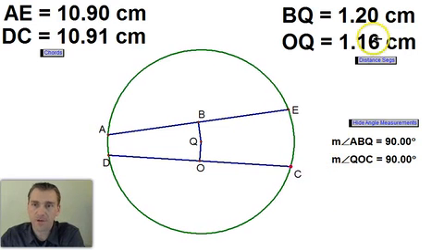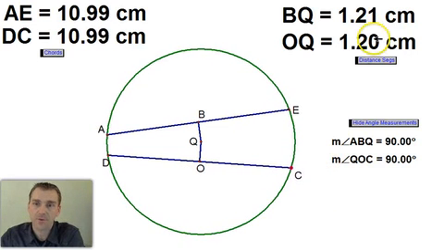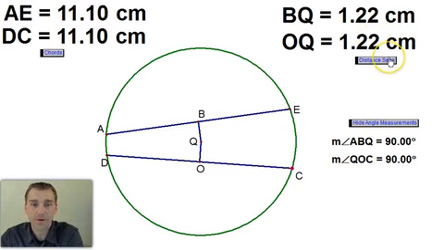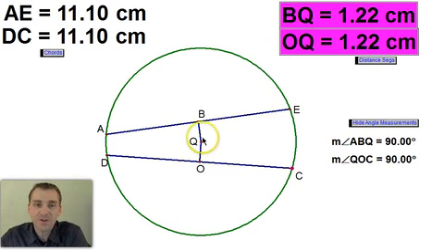See if I can get them to be the same. So I'm looking to make these distances the same, in case you're wondering. Hey, look at that. There we go. So there's another example. The distances are exactly the same. BQ and QC, as small as they are, 1.22 centimeters.